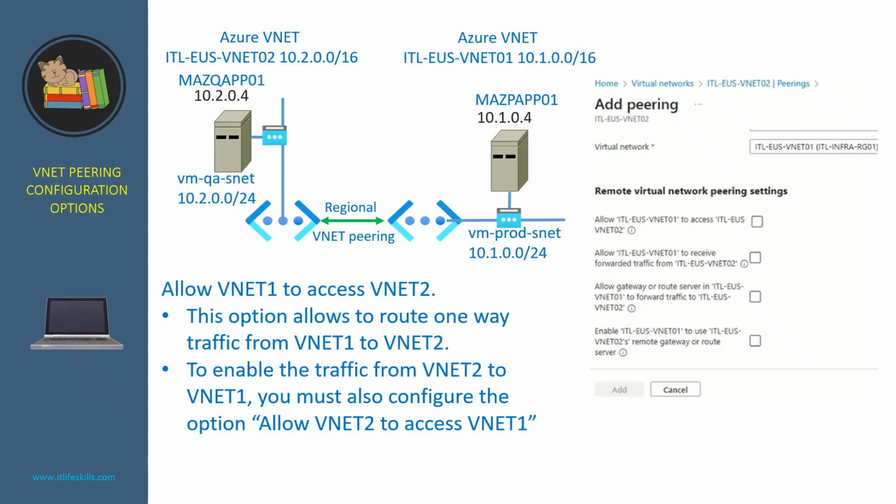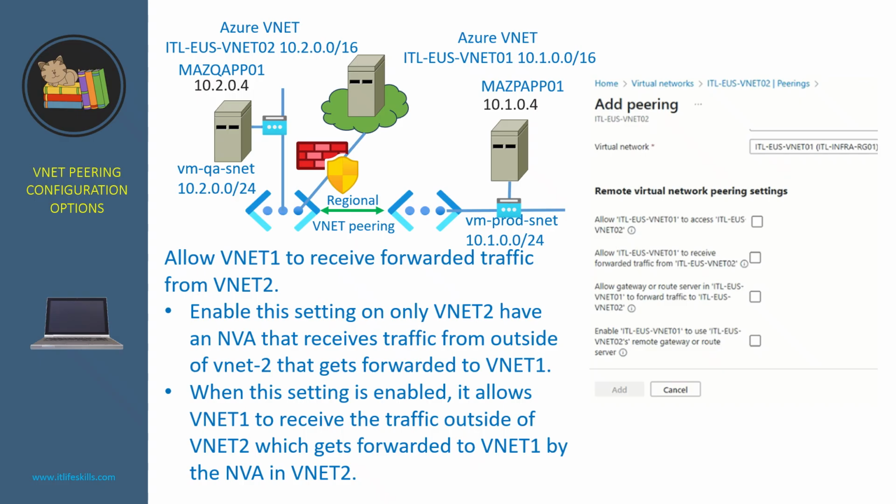Let's go through VNet peering configuration options. We have to configure this option on each direction. In this screenshot, we configure it on VNet2 to pair with VNet1. The first option is to allow VNet1 to access VNet2. This option allows to route one-way traffic from VNet1 to VNet2. To enable the traffic from VNet2 to VNet1, you must also configure the option allow VNet2 to access VNet1.